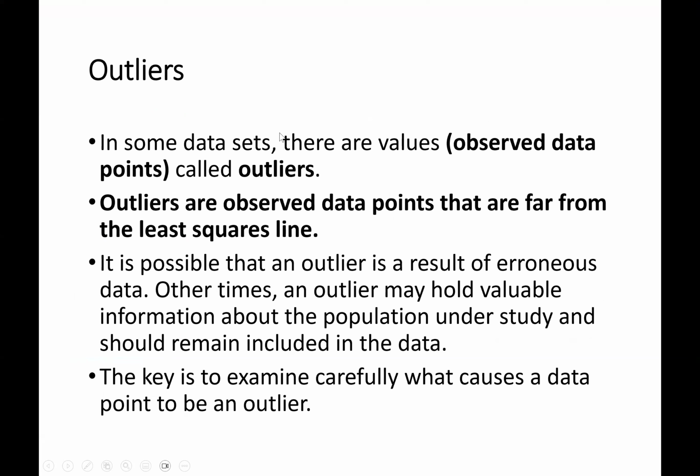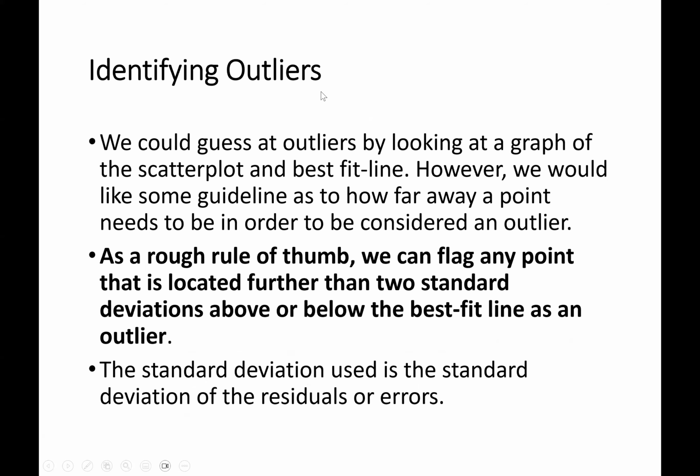In some data sets, there are values, observed data points, called outliers. Outliers are observed data points that are far from the least squares line. It's possible that an outlier is a result of erroneous data. Other times, an outlier may hold valuable information about the population under study and should remain included in the data. The key is to examine carefully what causes a data point to be an outlier.